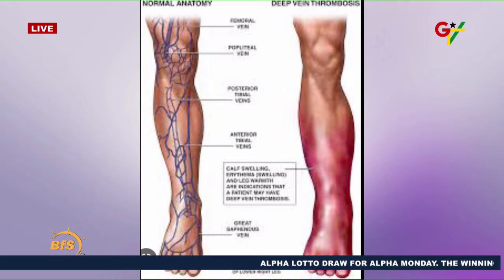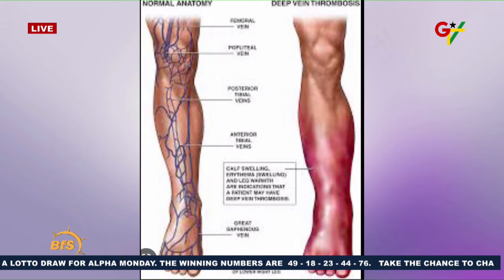Yes, exactly. Okay, so once we see this picture, we see that there's a normal leg, then there's an abnormal leg. We realize that this leg is swollen, this leg is reddened, this leg is likely to be painful. And then when we examine it, we realize that once we touch the calf, it's likely to be tender. We use the word tender. Tender means that when we press it, we feel pain. That is the meaning of it.